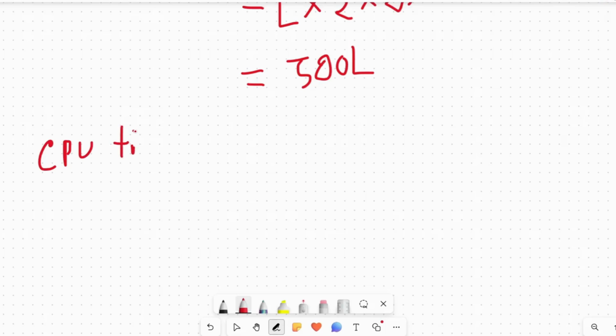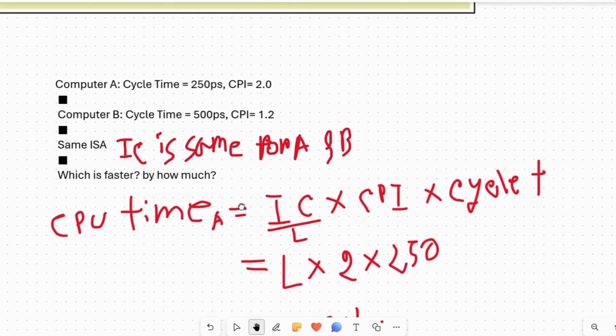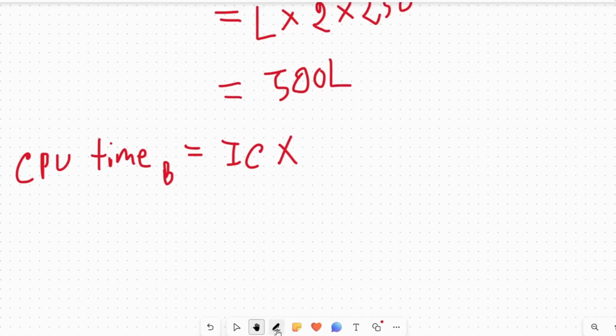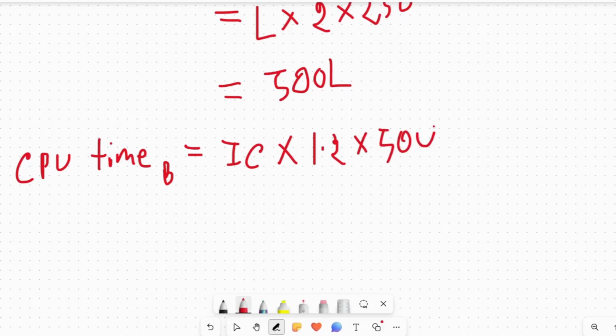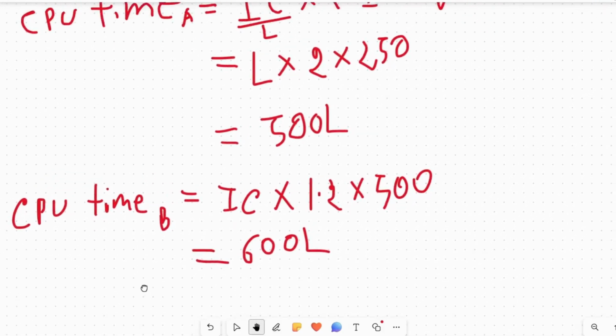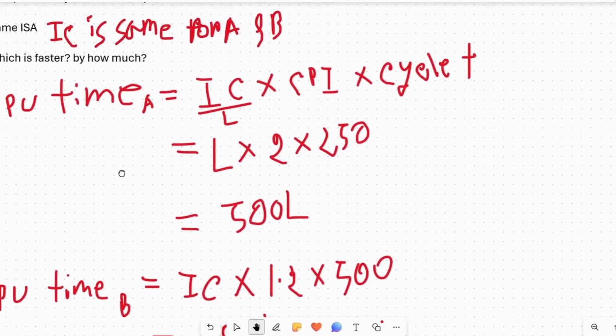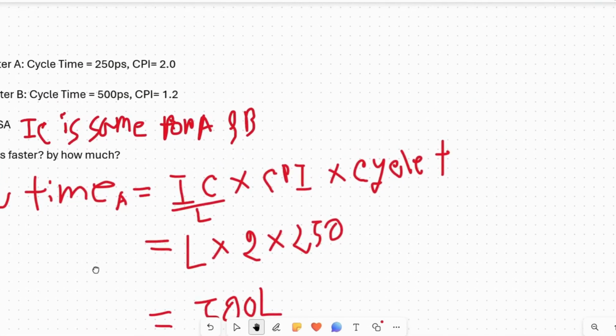CPU time for B, instruction count, then let's see what the values are. 1.2 is CPI and 500. 1.2 into 500. So we get the value, which is 600. So CPU time is less for computer A, so A must be faster.